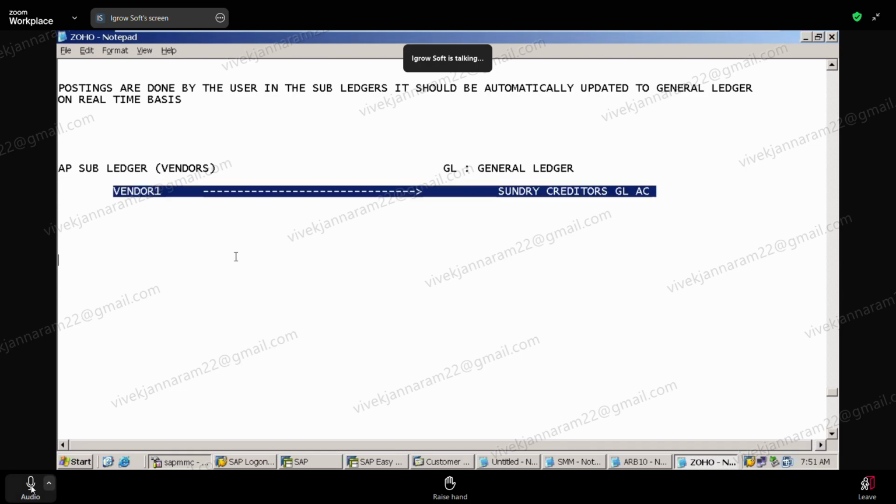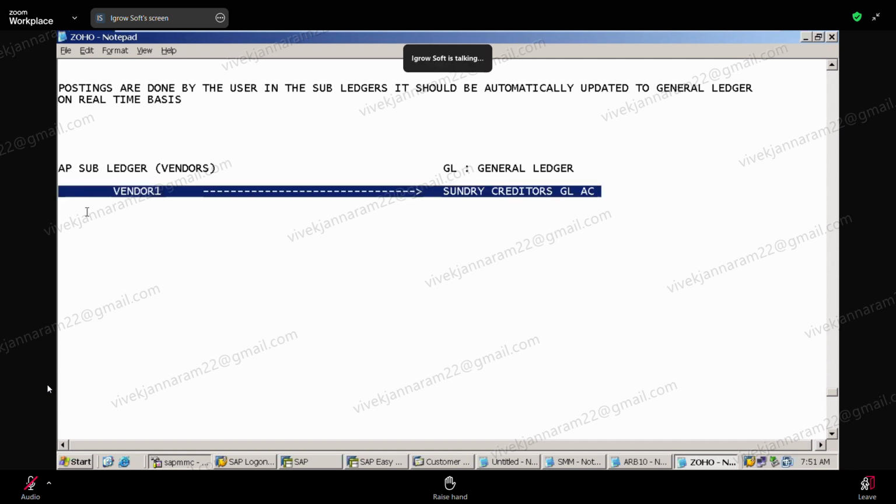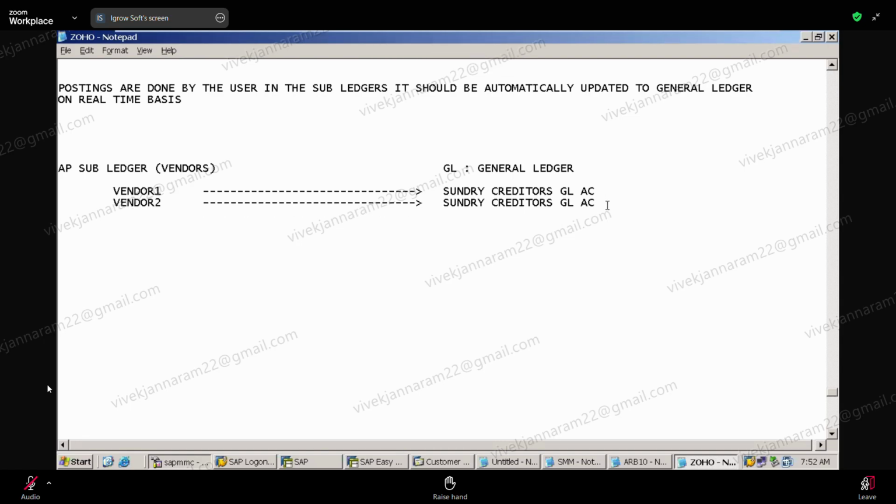Suppose, for example, now I will create one more vendor, the second vendor. This vendor is also connected to the same GL account. Is that clear? I will create one more vendor, vendor number 3. This vendor is also connected to the same recon, same GL account. Then what will happen?